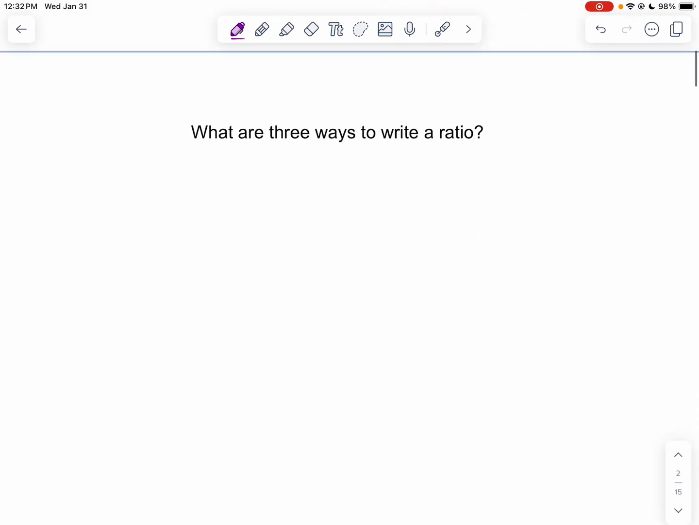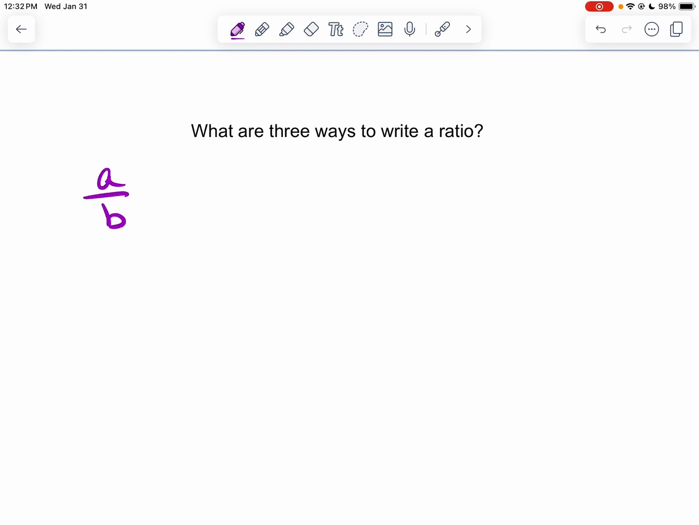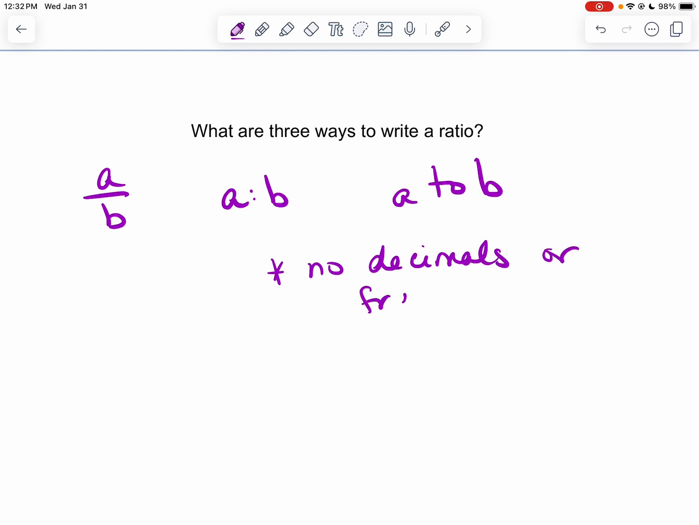Okay, so we talked about this yesterday. What are three ways to write a ratio? We know that we can write it as a fraction. We know we can write it using a colon, or we can write it using the word to. Okay, what we want to make sure that we remember is that there are no decimals or fractions in a ratio. And those were those first problems that we did yesterday in class.